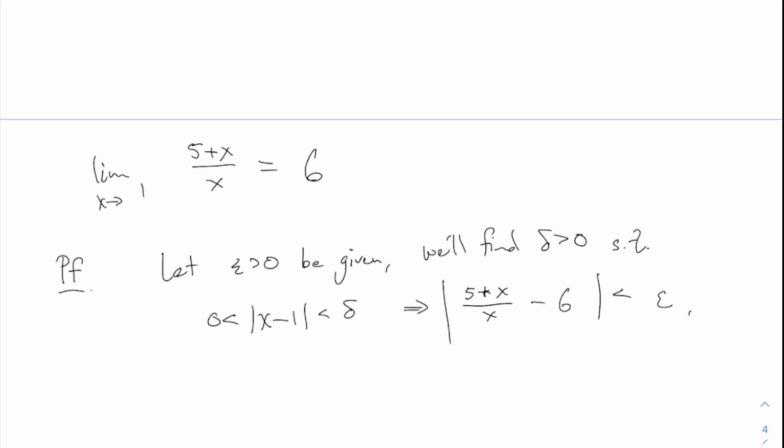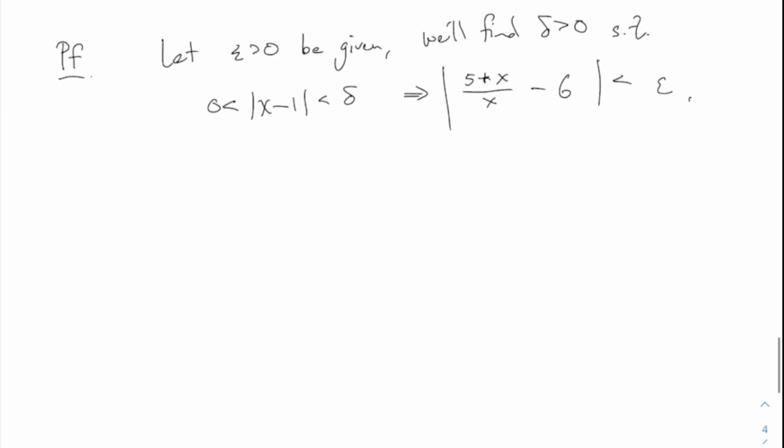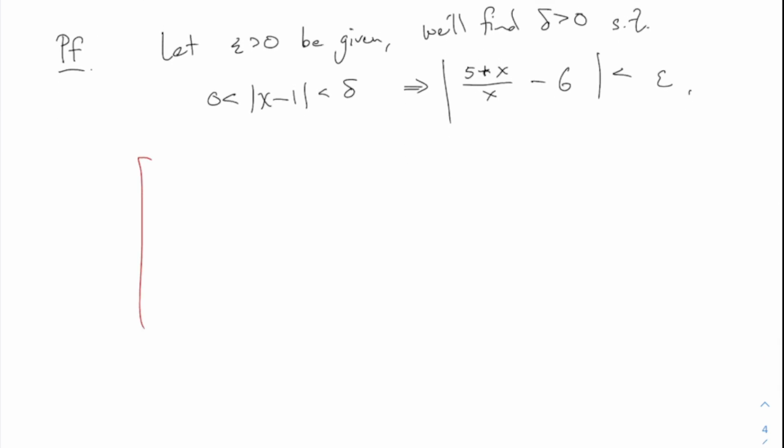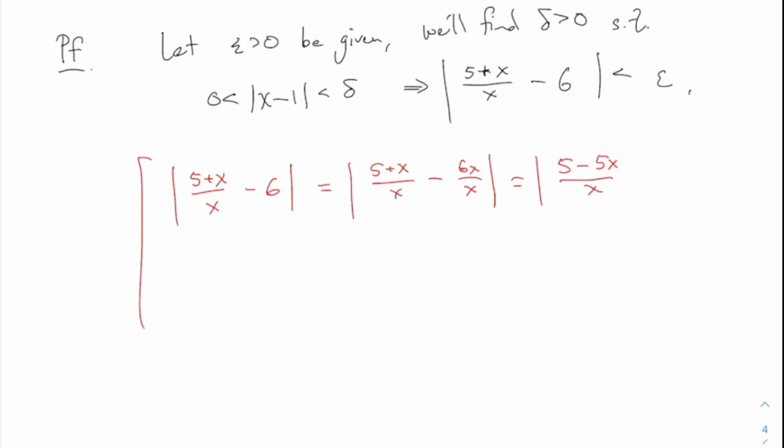As usual, we are going to begin by trying to simplify that complicated thing over there. Absolute value, (5 plus x) over x minus 6. Any suggestions? How can we simplify here? Yeah, make a common denominator. That's what you got to do if you're adding fractions or subtracting like this. So the denominator can be x, right? And it can be (5 plus x) over x minus 6x over x. Combine the terms. It's 5 minus 5x, right? Divided by x.